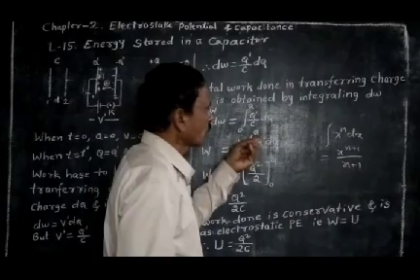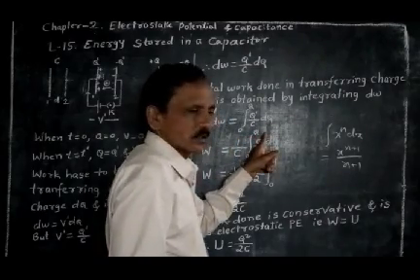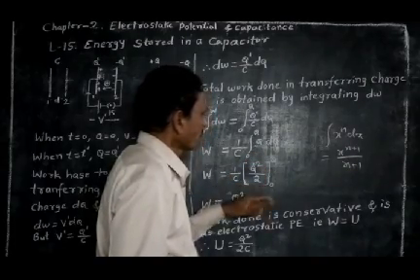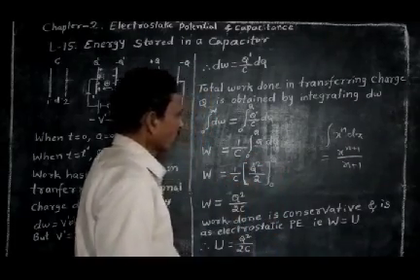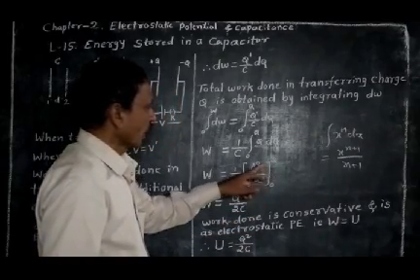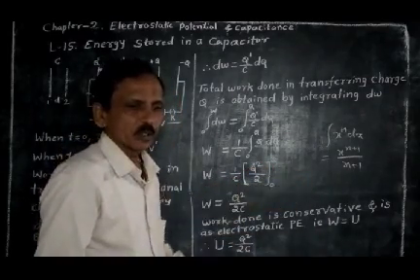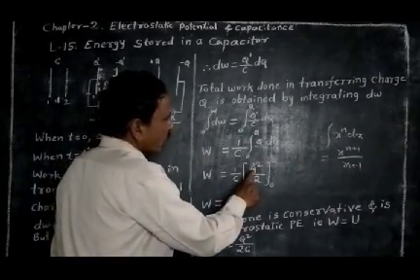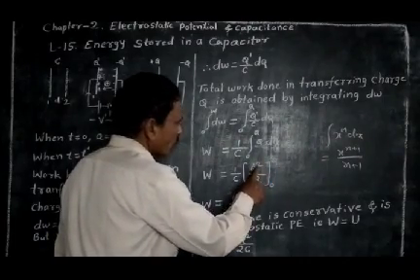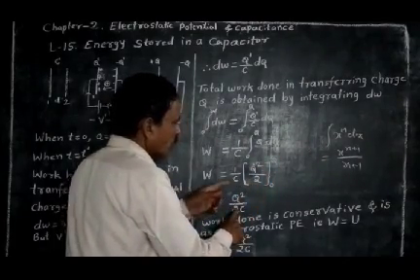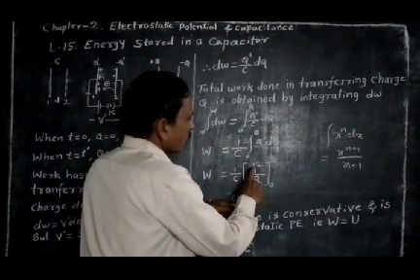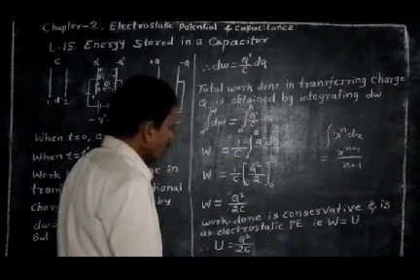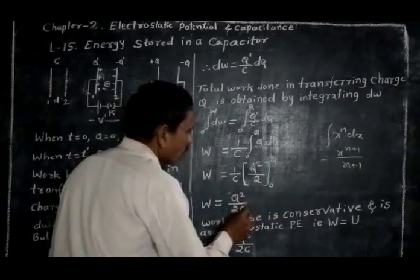Therefore, q dash raised to 1 plus 1, here n equal to 1, so q dash square divided by n plus 1, that is 2, within the limit 0 to q. Now, substitute the upper limit minus lower limit. We get q dash replaced by q. Therefore, it is q square divided by 2 into c, minus q dash replaced by 0, that is 0 square divided by 2 equal to 0. Hence, W equal to q square upon 2c.